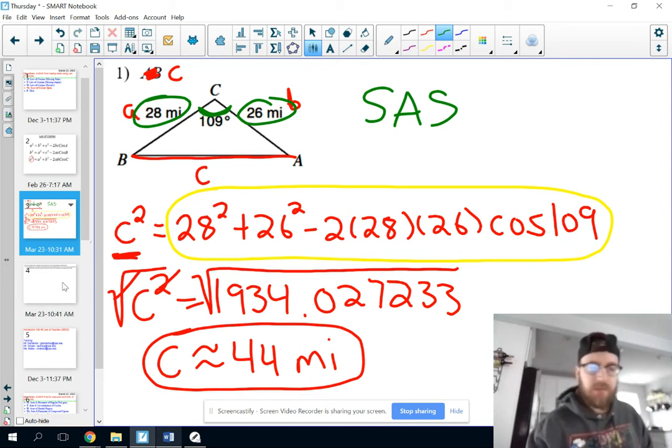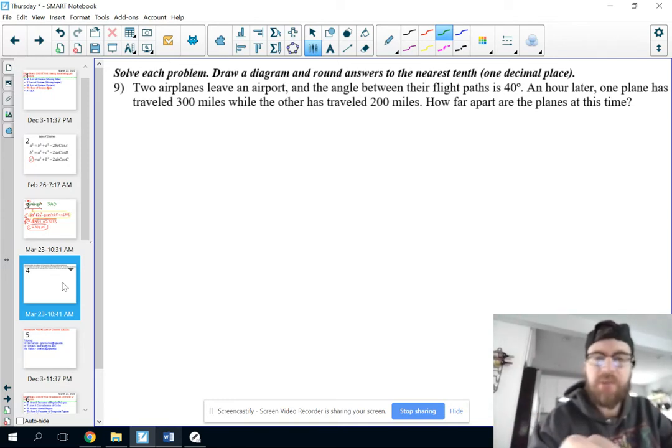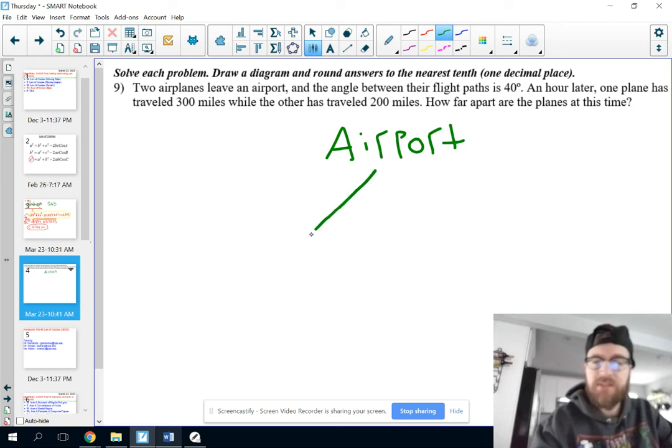You do have a word problem on the back, so I just want to get started with a diagram there. It says two airplanes leave an airport, and the angle between their flight paths is 40 degrees. If we say our airport's at the top here, and we have two planes leaving, forming a 40-degree angle, we know that angle at the top is 40 degrees. An hour later, one plane has traveled 300 miles. So starting at the airport to where they're at now is 300. Starting at the airport, the other airplane has traveled 200 miles.